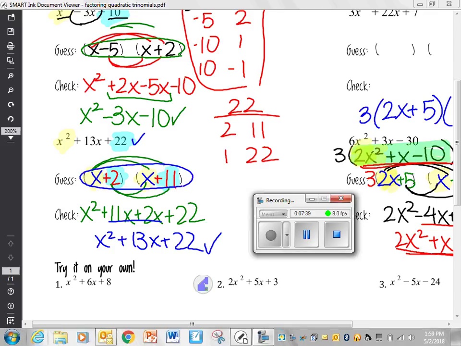Go ahead and try the other problems on the sheet. Make sure you're checking them. That's the most important part. Use your classmates for help with your stuff.